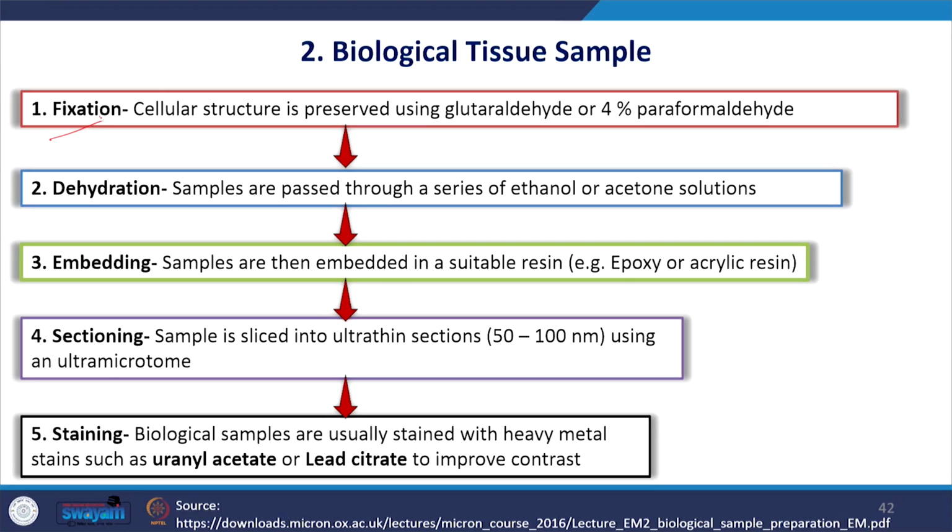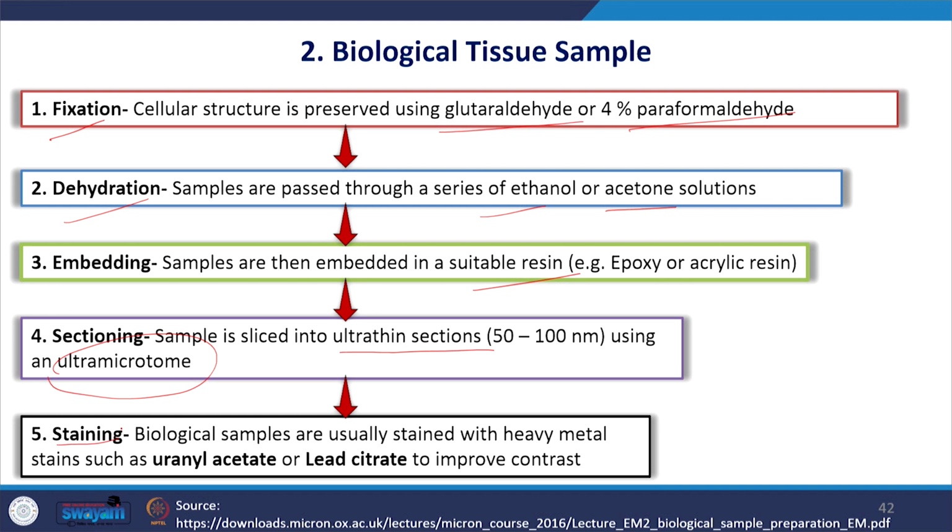Let us see how to prepare a biological sample for the TEM analysis. The first step is fixation. The biological sample should be fixed using glutaraldehyde or paraformaldehyde. Followed by that, we have to dehydrate it using ethanol or acetone solution. Then you have to embed the sample using a suitable resin. Followed by that, we have to do the sectioning, that means you have to make ultra thin sections using the ultramicrotome. Followed by that you have to do the staining.